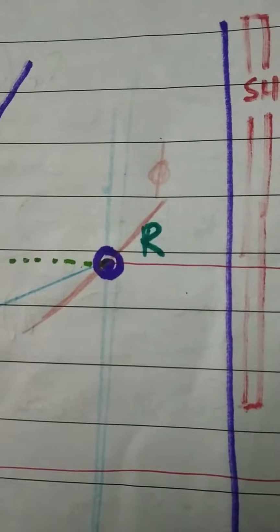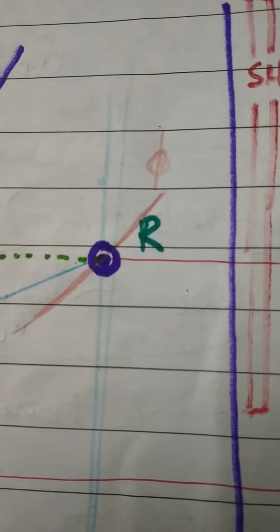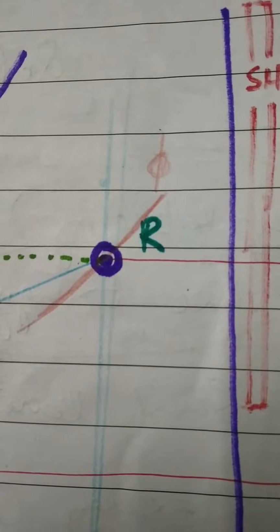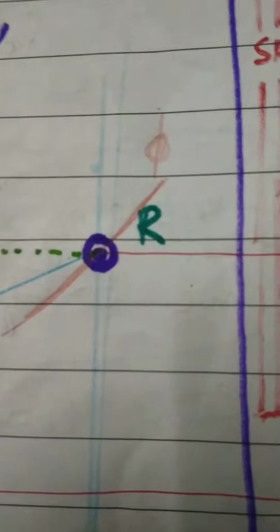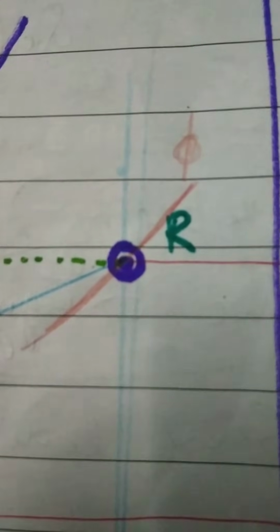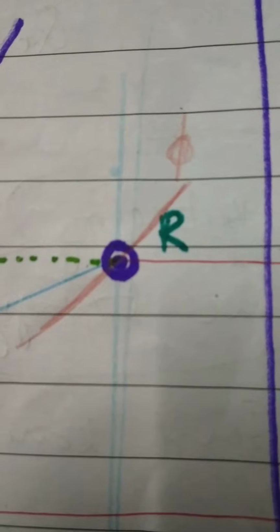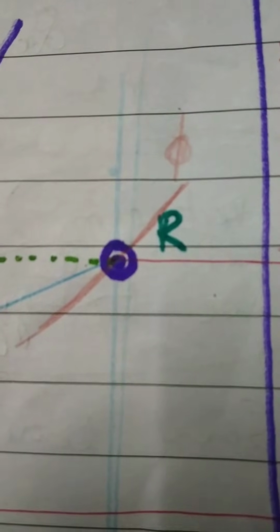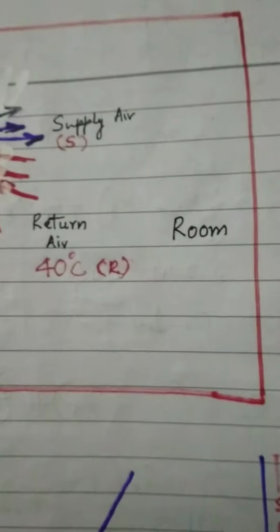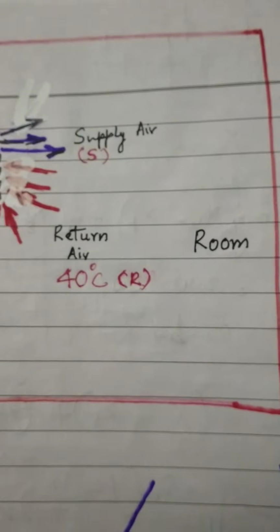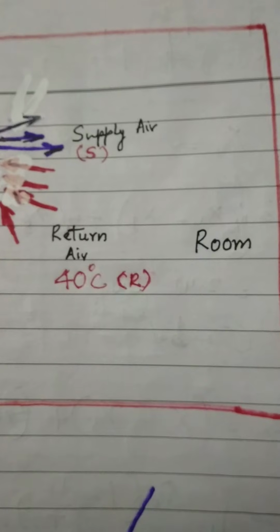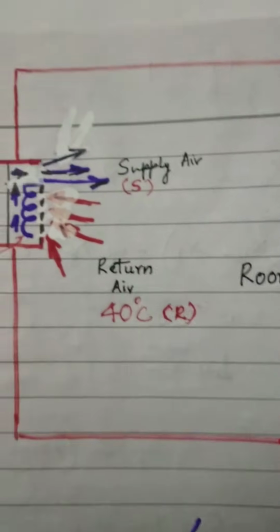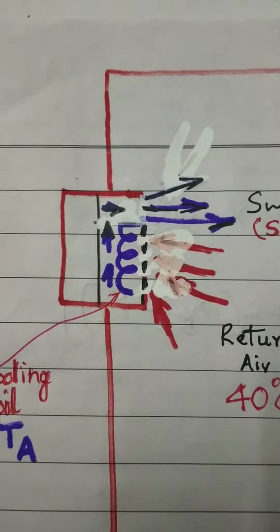We can assume any relative humidity or specific humidity, and we can then set a point which can be represented by condition R, and this R condition is actually representing the condition of the room air when the air conditioner has not yet started. So let us start the air conditioner, and if we start it, what will happen?